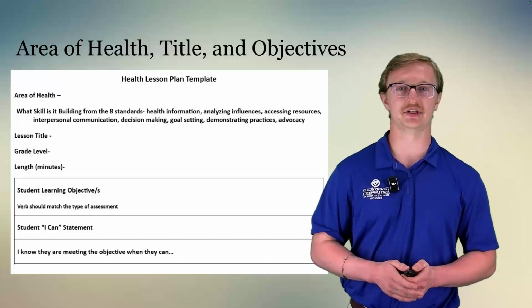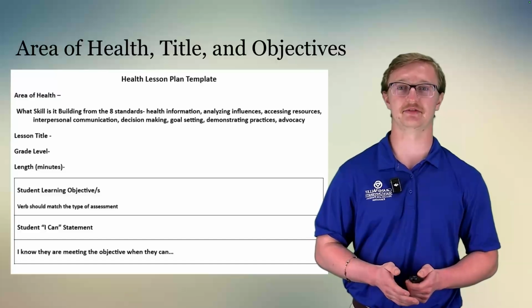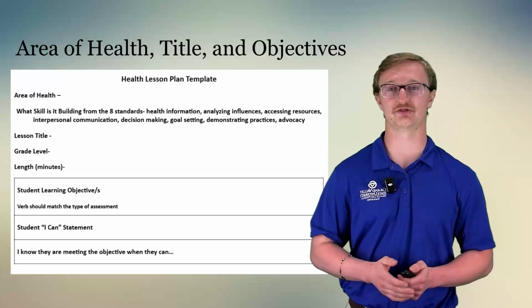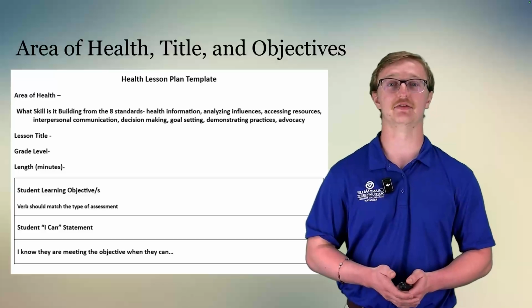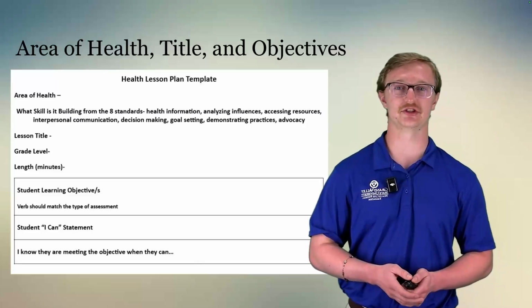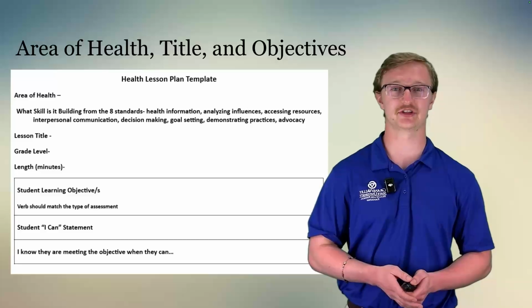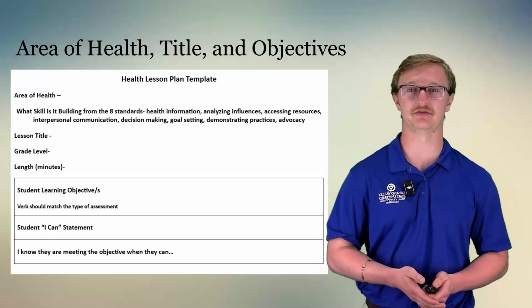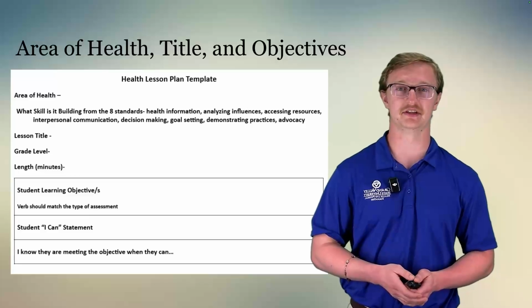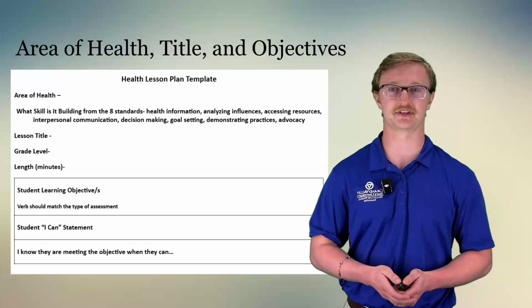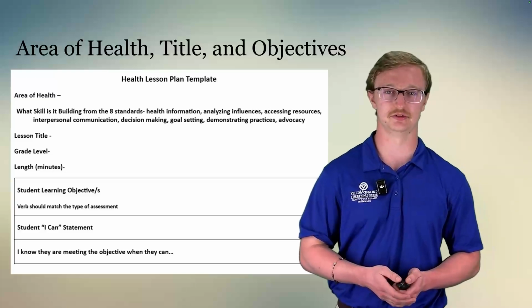The first component of the health lesson plan is the area of health, title, and learning objectives. This slide shows a section of the lesson plan which addresses these areas. First, the area of health should be one of the 6 health topics: nutrition, alcohol, tobacco, and other drugs, personal health and wellness, social, emotional, and mental health, reproductive health, or safety. Students should plan for about 55-minute long classes and class sizes of 30 students, although class length and size can vary greatly from school to school.